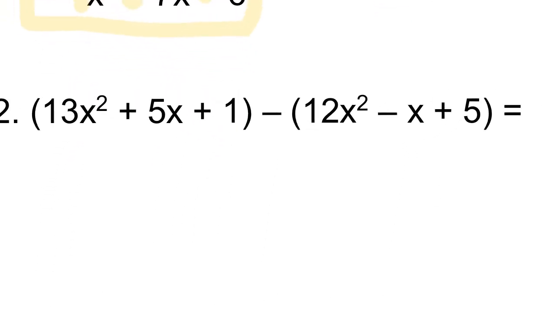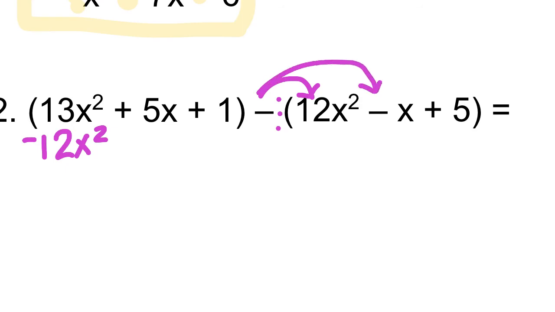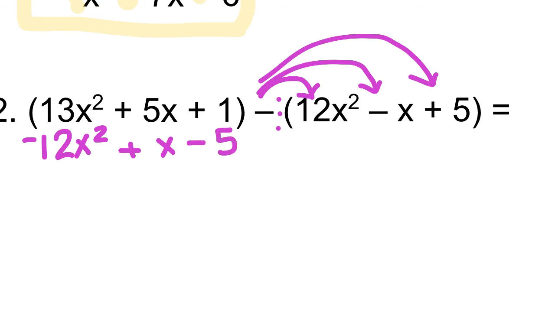On number 2, please be sure to rewrite the second polynomial, and I like to stack the like terms. So I have a negative understood 1 here. So this would now be a -12x squared. And I like to stack it under the other x squared. We have a -x, so the opposite would be plus x. We have a +5, so that would be -5.